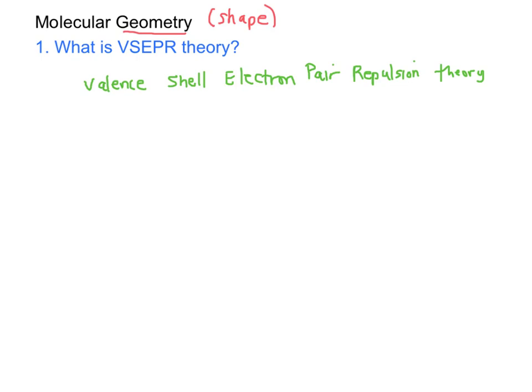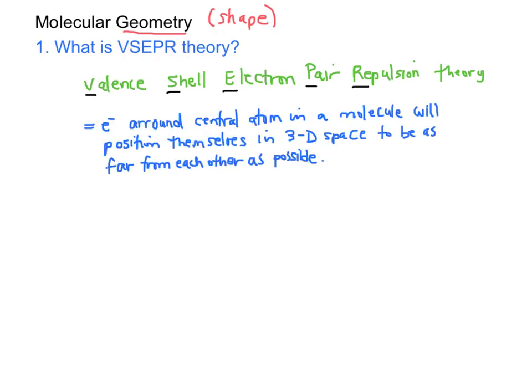So let's talk about what VSEPR is. VSEPR stands for valence shell electron pair repulsion. And what VSEPR states is that the electrons surrounding the central atom in our molecule will position themselves, remember, these are three-dimensional objects, so in three-dimensional space, to be as far from each other as possible. And the reason they do that is to minimize the repulsion between these electrons that are surrounding that central atom.